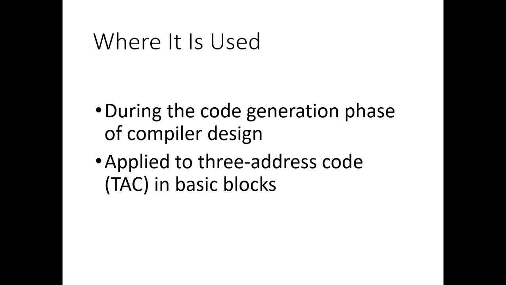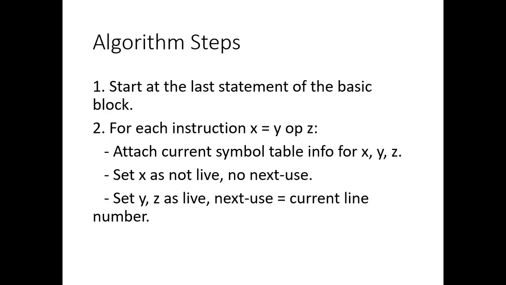Fourth, let us see where it is used. This analysis is specifically used during the code generation phase of a compiler. It is applied to something called three-address code. This is an intermediate representation used by the compiler. We typically apply next use information within a basic block, which is a straight line section of code without any jumps or branches. Let us see the algorithm steps.